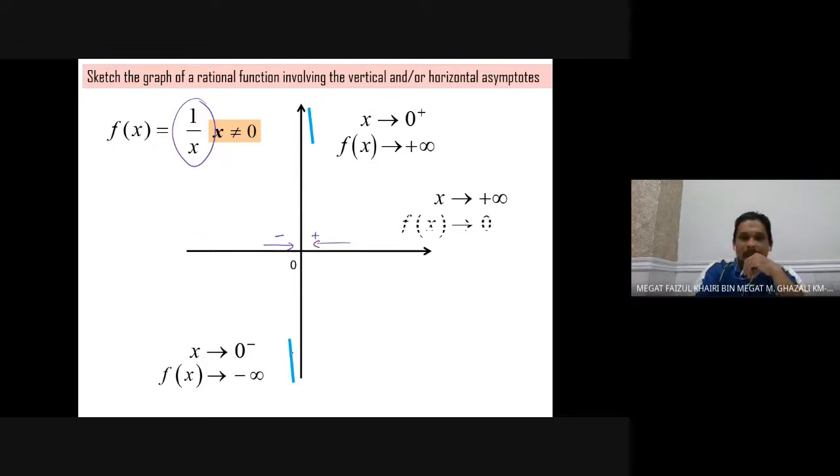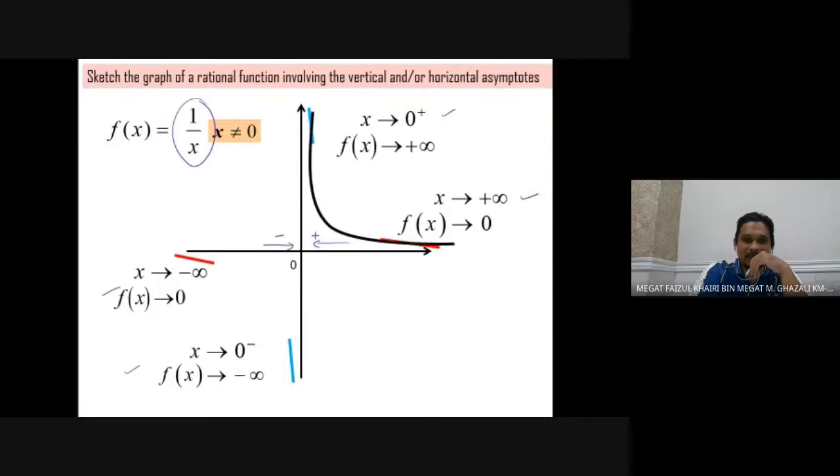And when x approaches infinity, f(x) approaches 0, and when x approaches negative infinity, f(x) approaches 0. So we are going to combine all these four elements, 1, 2, 3, 4, and make the complete graph to show that there's a horizontal and vertical asymptote. Okay, and for this one here.